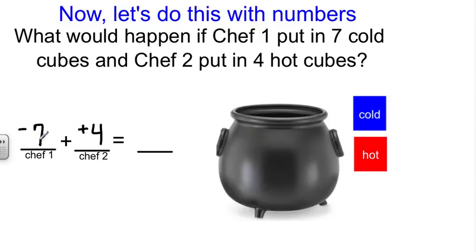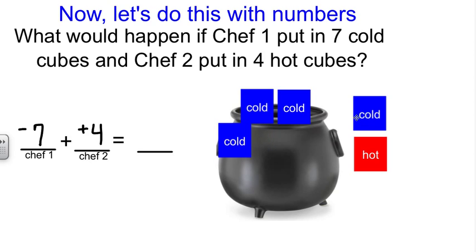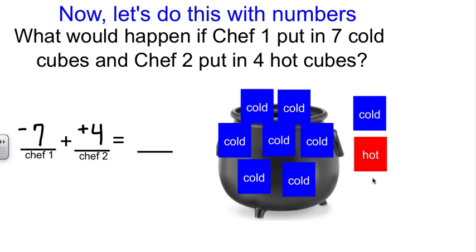Chef 1 put in 7 cold. Chef 2 put in 4 hots. I'm going to represent that here. 7 cold. 1, 2, 3, 4, 5, 6, 7. By doing that, Chef number 1 made this soup 7 degrees colder.